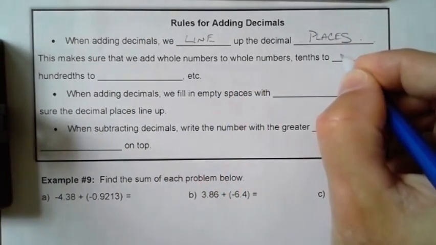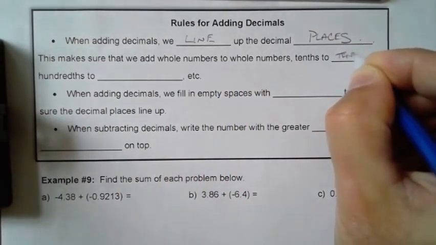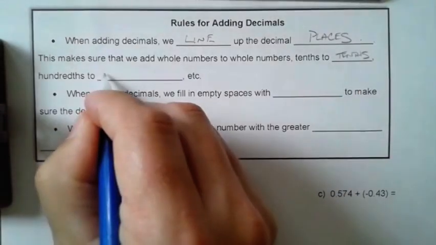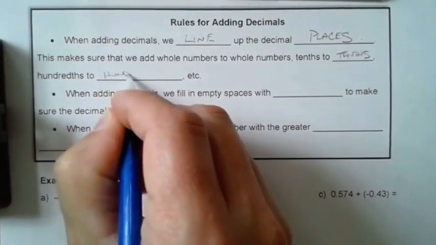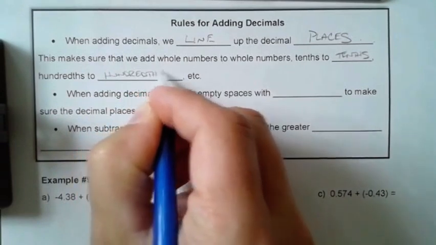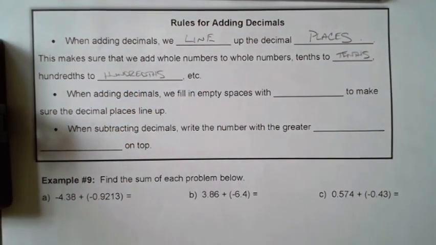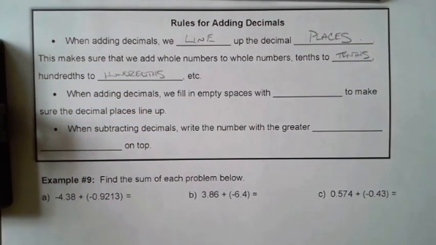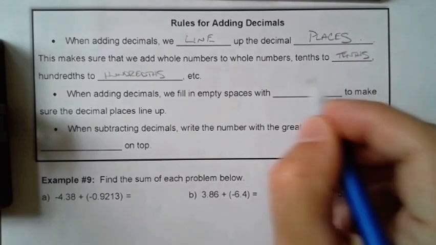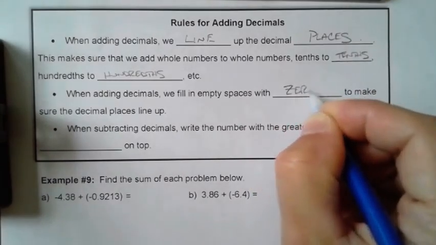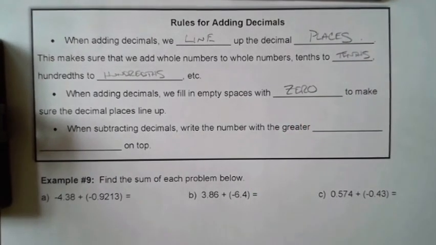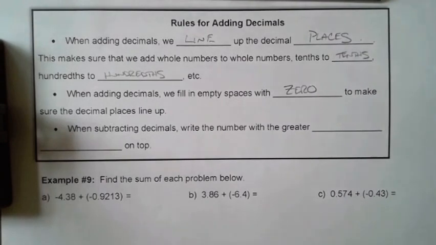We will add the tenths place to the other tenths place. We will add the hundredths place to the other hundredths place, and so on. So make sure that you line up those decimal places at the beginning. When you line up the decimal places, if there are any empty spaces, we're just going to fill them in with a 0 in order to make sure that the decimal places line up.